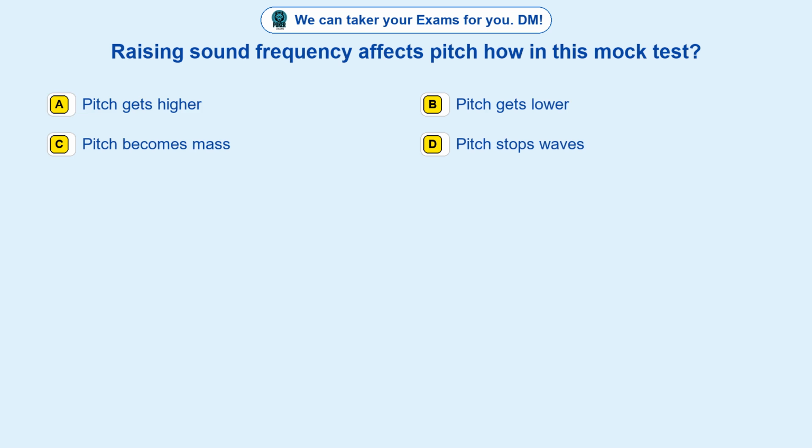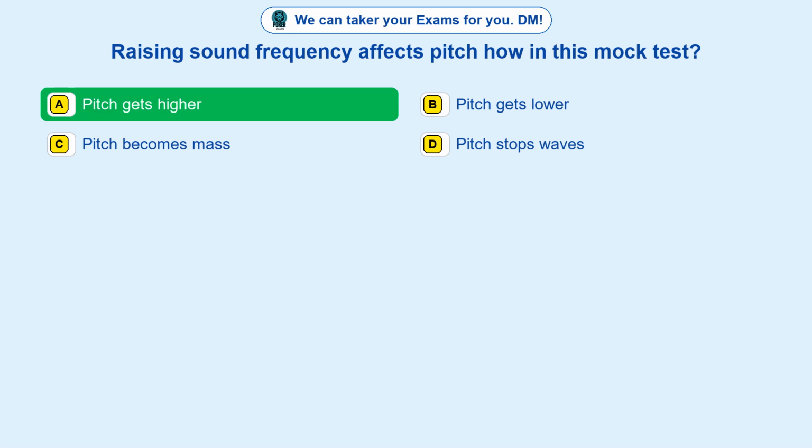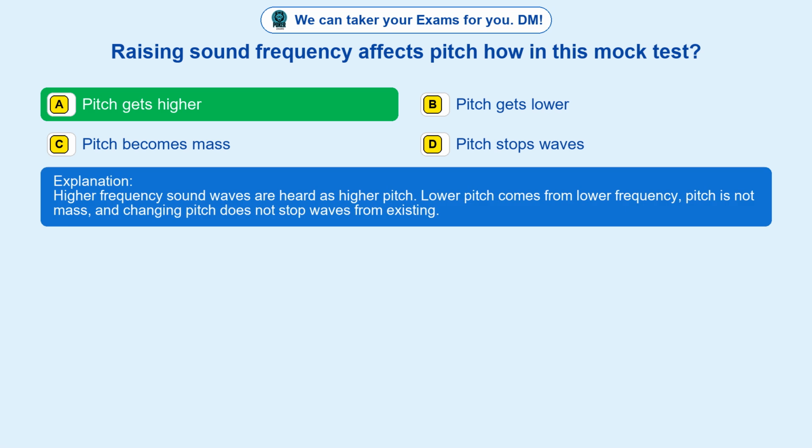Question 67. Raising sound frequency affects pitch how in this mock test? Option A, pitch gets higher. Option B, pitch gets lower. Option C, pitch becomes mass. Option D, pitch stops waves. The correct answer is option A. Pitch gets higher. Higher frequency sound waves are heard as higher pitch. Lower pitch comes from lower frequency, pitch is not mass, and changing pitch does not stop waves from existing.